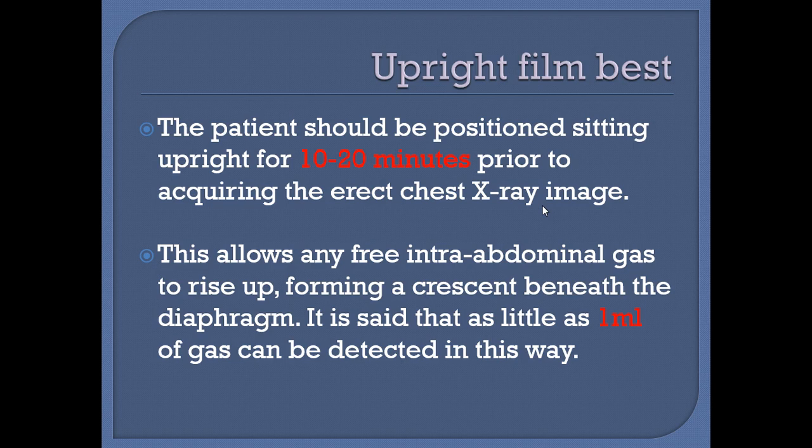We ask the patient to rest for 10 to 20 minutes, so the maximum air goes upward, and then we can acquire an erect chest X-ray. This allows the free intra-abdominal air to rise up, and a crescent is formed just beneath the diaphragm. 1 ml of gas can be detected in this way if the patient was given enough time to rest, and then the X-ray is acquired.